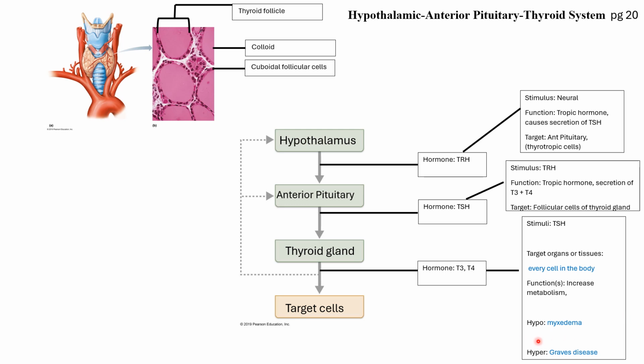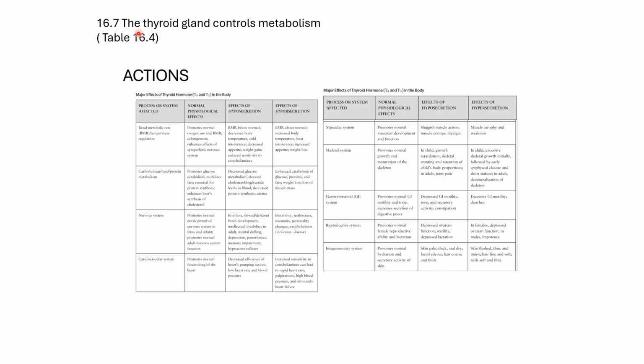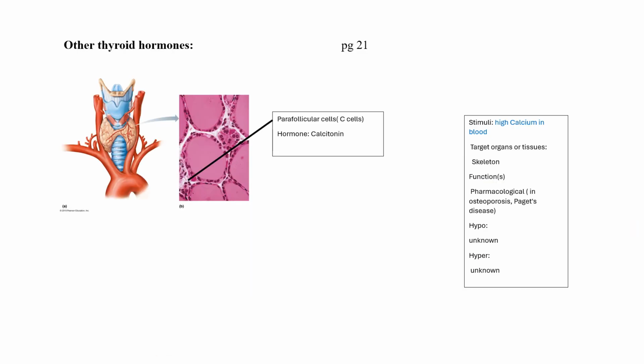The hypo condition is known as myxedema. Hyper is known as Graves' disease. That chart I already shared when we went over the histology. Now let's move over. So this is again that, this is from your Pearson e-text.